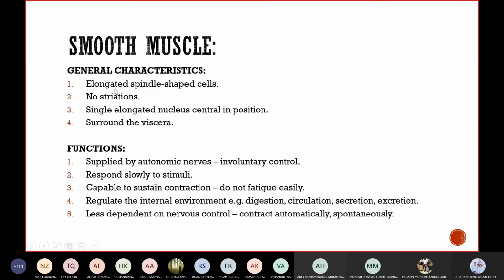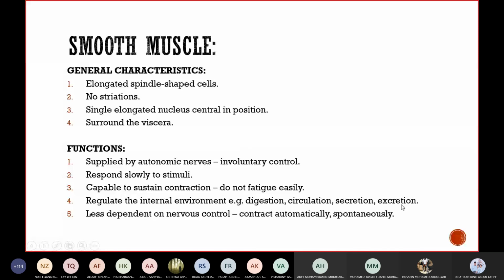So the last type of muscle is the smooth muscle. Okay, they are elongated, spindle shaped. They have no striations. They have a single nucleus in the central position and are surrounded by viscera. They function mainly in involuntary control, as I mentioned earlier. So your GI tract for peristalsis and so on. Blood circulation, so all your blood vessels are lined by smooth muscle, secretion, excretion, and so on.